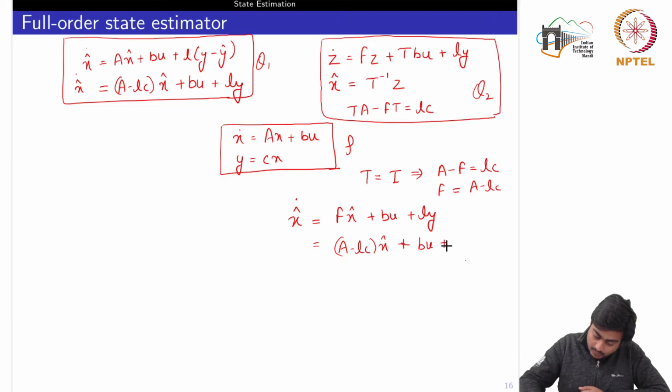plus Bu plus Ly. Okay, so basically both observers are now the same. It's just the synthesis procedure of the F matrix and the other associated matrices in the two observer designs. Okay.